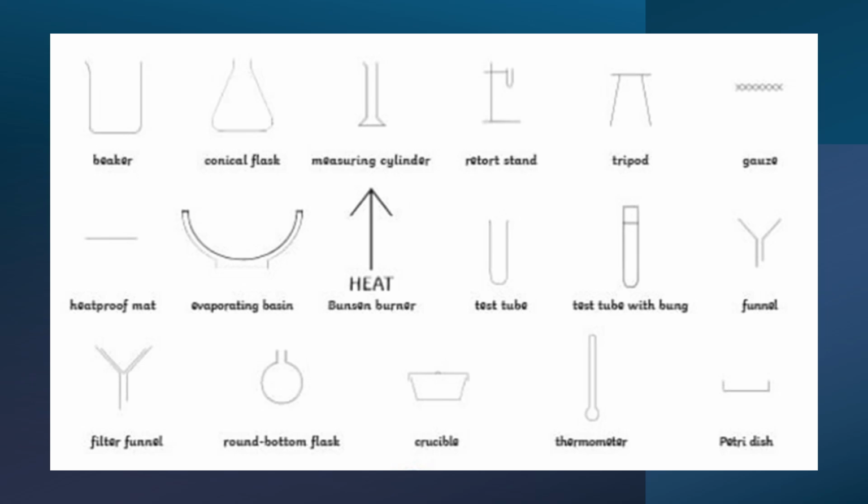Sometimes if you are using a Bunsen burner under the tripod, you draw a Bunsen burner, or you use a heat symbol like an arrow. Test tube, which is easy. Funnel. Look at the funnel, right? This is the filter funnel. You can see the funnel, and there is an additional layer of filter, right? We know this is a conical flask. And what is this one? This is a round bottom flask, round bottom.